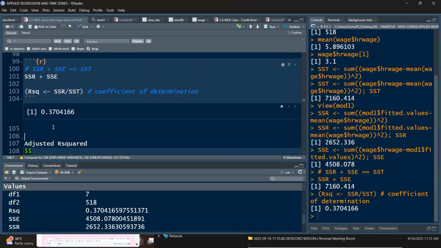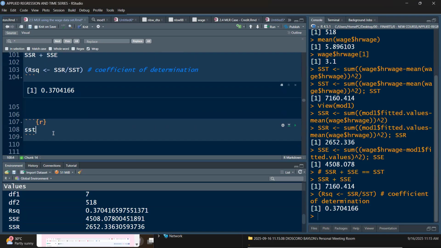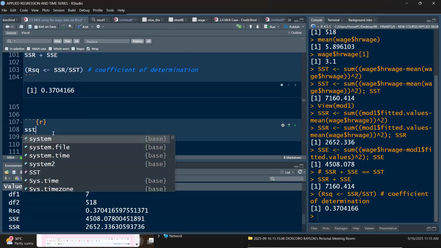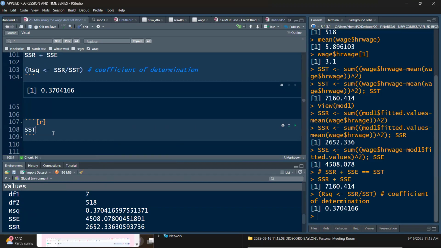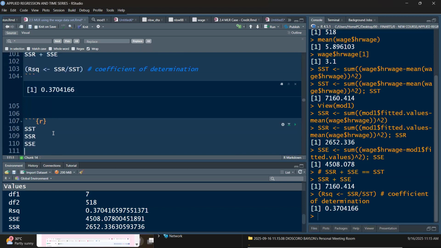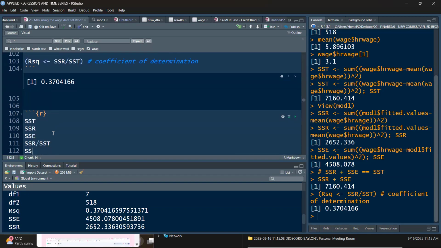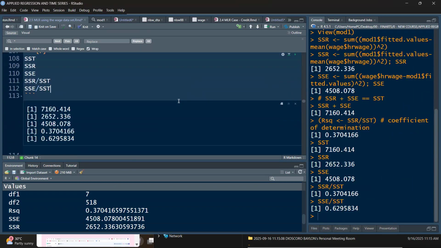Okay, so let's just Control Alt I. So we can write here SST. Print natin, no? SST, SSR, SSE, and then we have SSR over SST, SSE over SST. Okay. If we print all of this, okay. So this is your total variation, 7160.414.